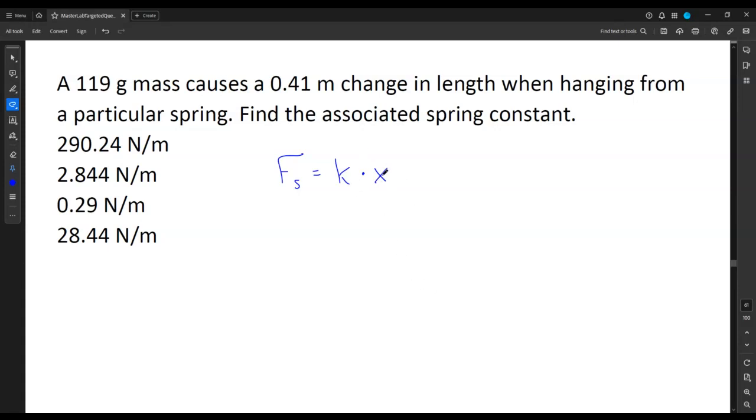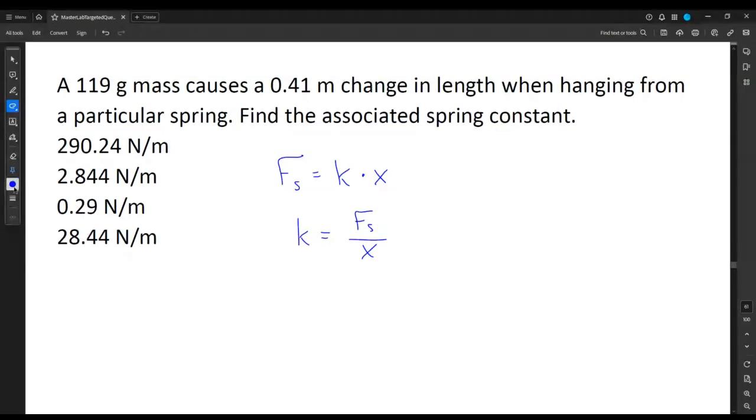Now, sometimes the change in length is delta L, and a lot of times it's just X or Y if it's something that's hanging vertically. Okay, so if we want the spring constant, then that means we want K by itself. So we would divide by X to move this around, and our spring constant would come from force on the spring divided by change in length.